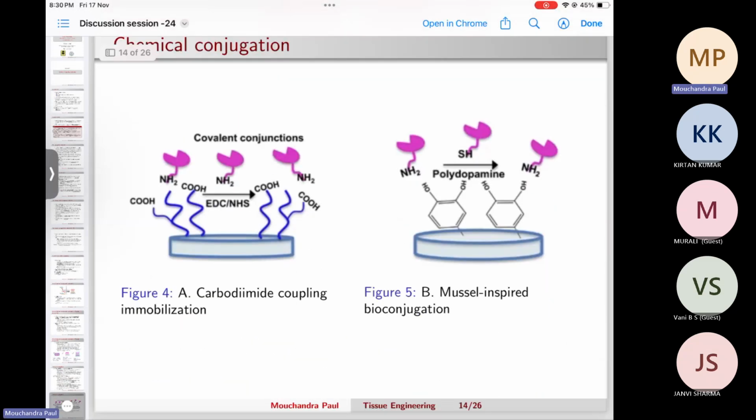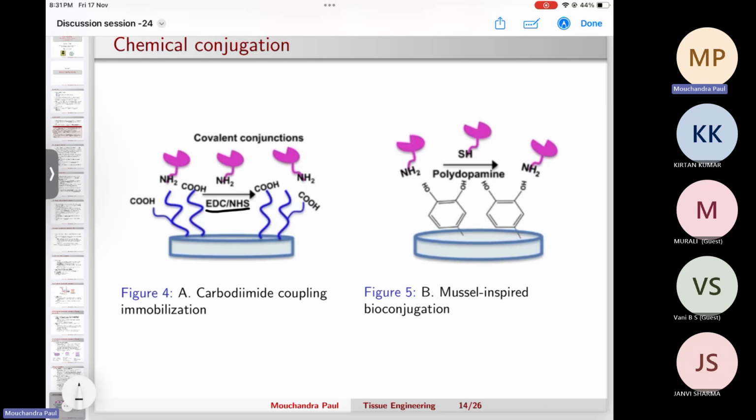So this is the diagrammatic representation. Here for the carbamide coupling reaction, people use these two chemicals, EDC and NHS. The full form is quite big, maybe you can Google it. In the presence of this particular combination of chemicals, the carbamide coupling reaction is possible.